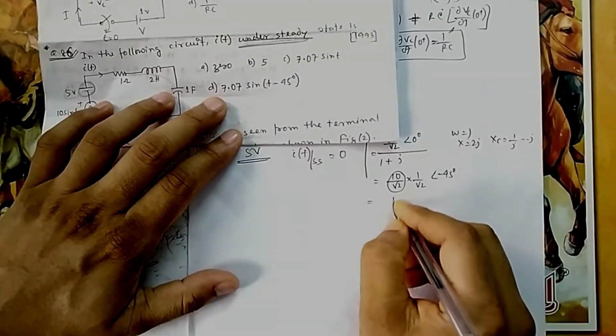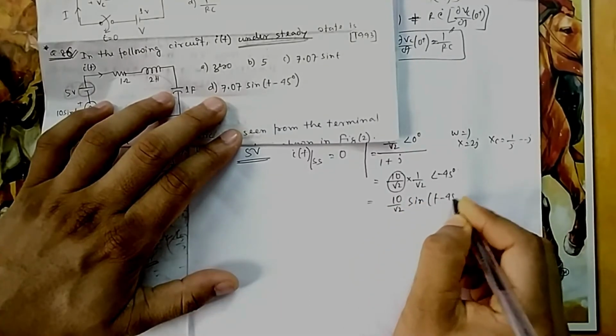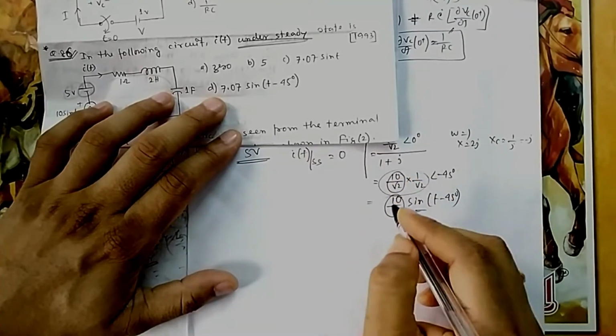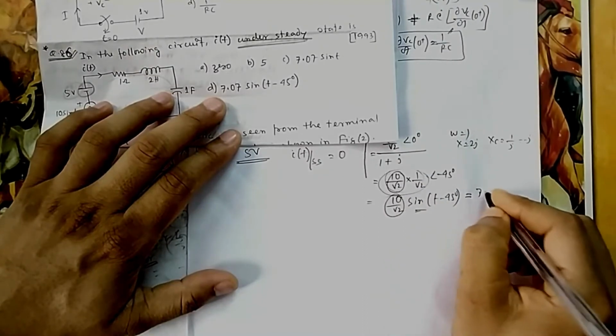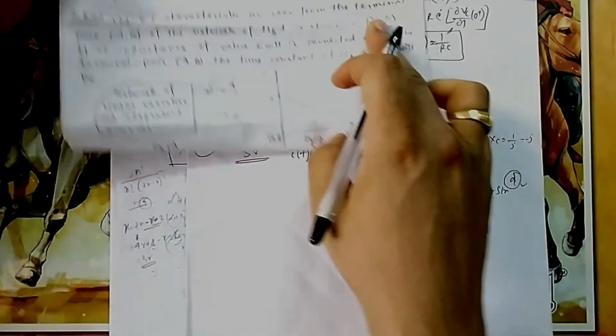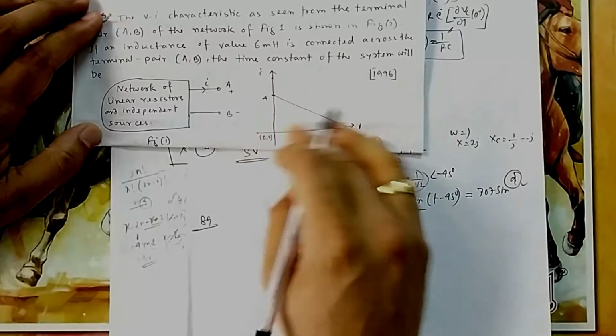So the peak value will be 10 by root 2 sin(t minus 45), because if I want to write it in sinusoidal form, I have to write it in peak value, not in RMS. Phasor should be written in RMS, and the sinusoid should be written in peak value. So 10 by root 2 is 7.07 sin. This is option D.